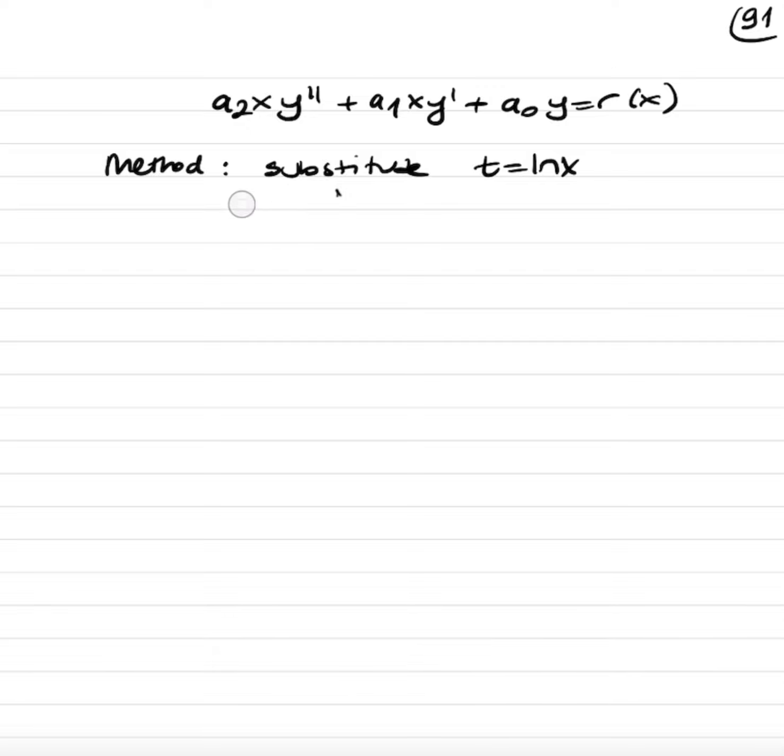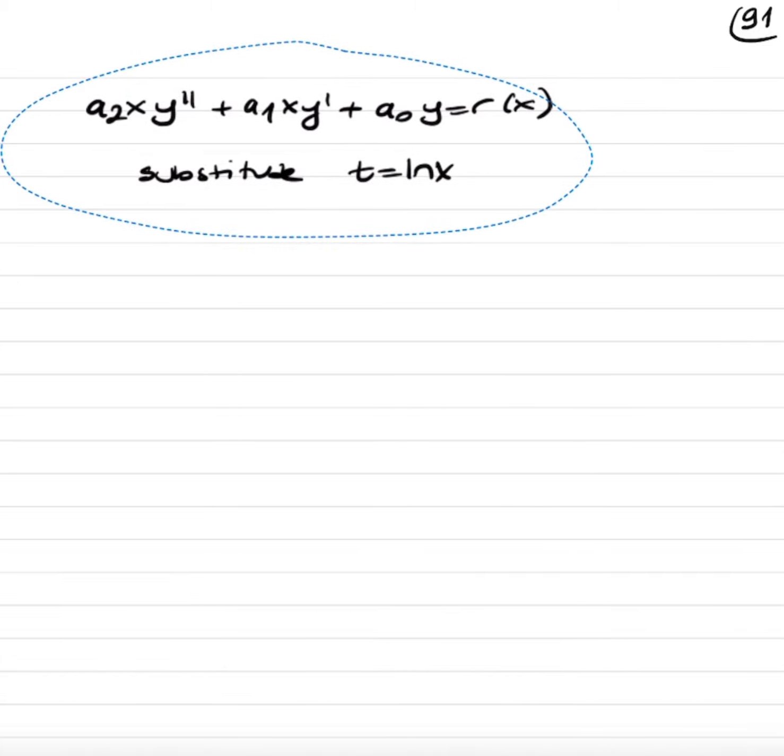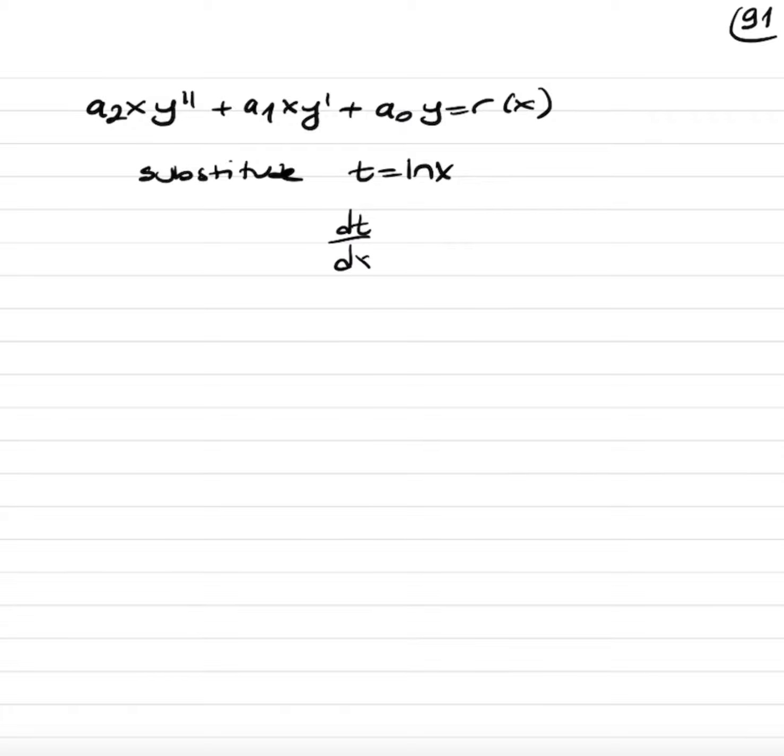Okay, now let's substitute t equals ln x. Maybe I will move it. So once we substitute t equals ln x, what is dt over dx in this case? So we know it is 1 over x, right? The derivative of t with respect to x is equal to the derivative of ln x with respect to x, which is 1 over x. So we know the derivative of ln x is 1 over x.